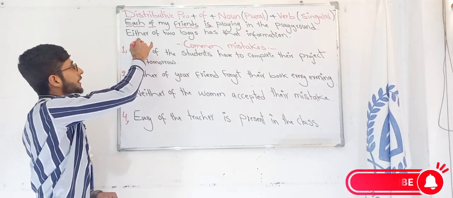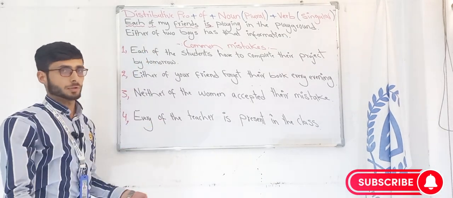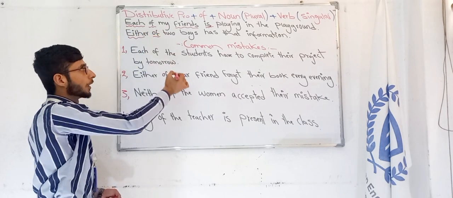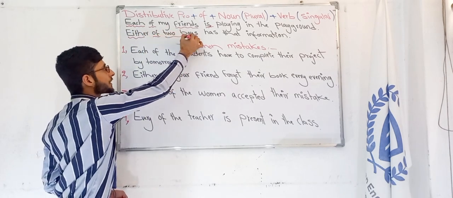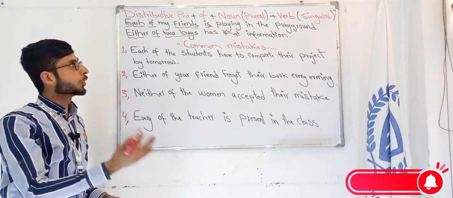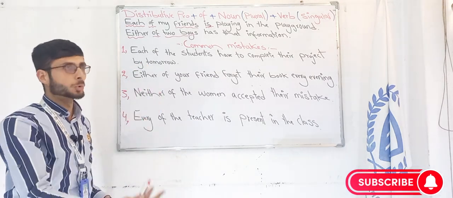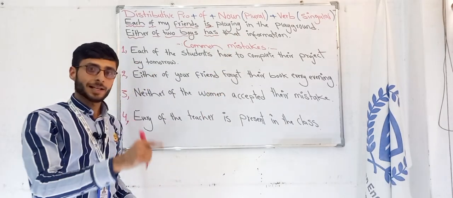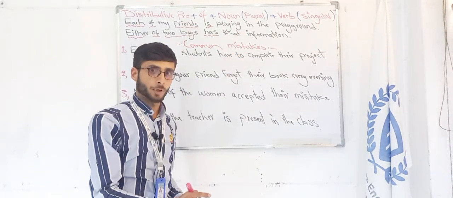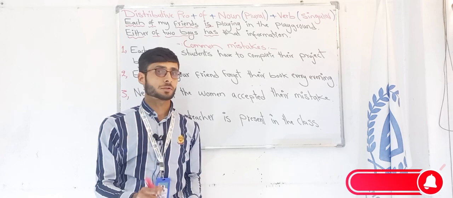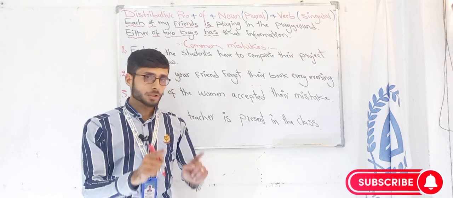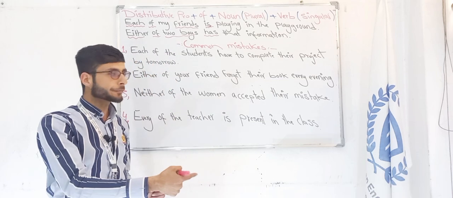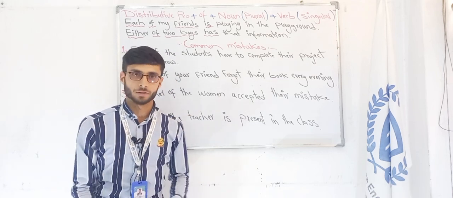The next sentence. Either of two boys has that information. Again, either is one of the distributive pronouns. After that we have of, then boys, and here boys is what? A noun in plural form. Has is a verb in singular form. Like these two sentences, you must be careful about them. When you have a distributive pronoun, the noun must be plural form, the verb must be singular form.